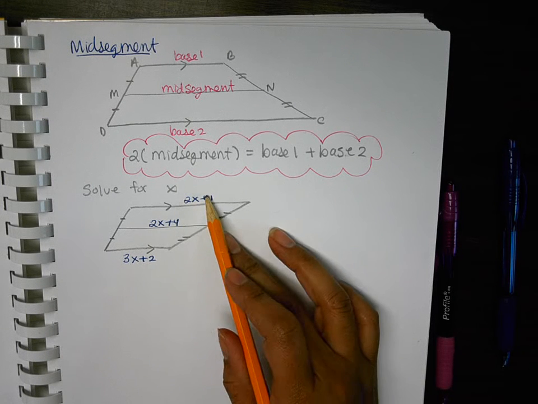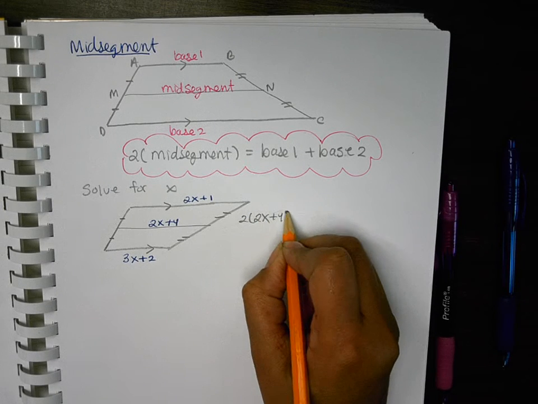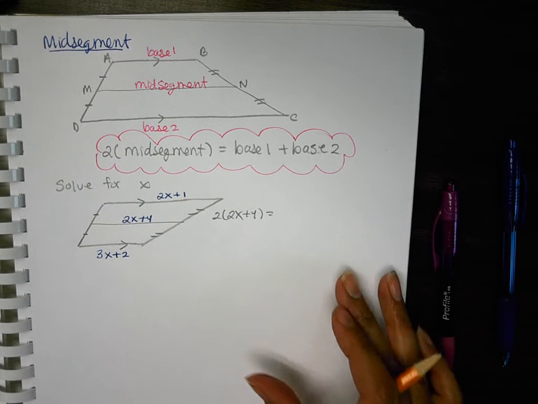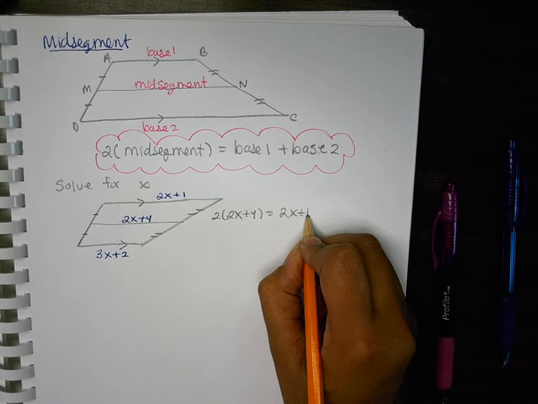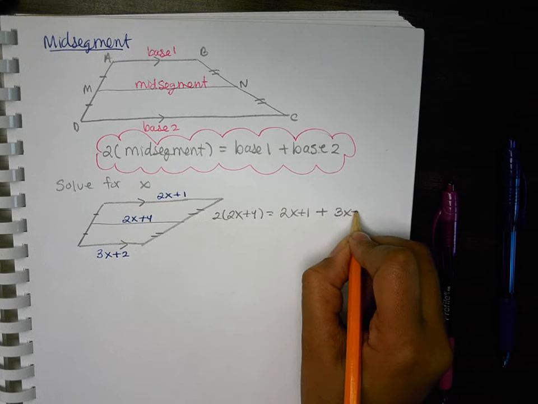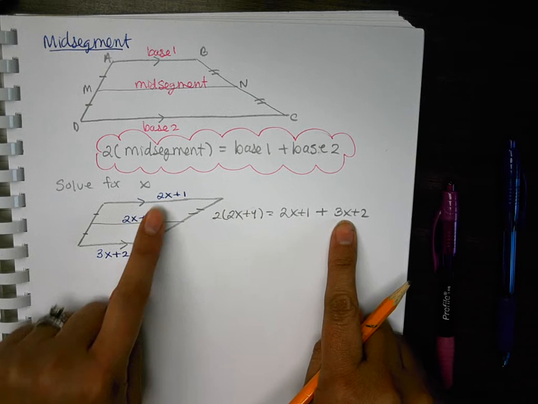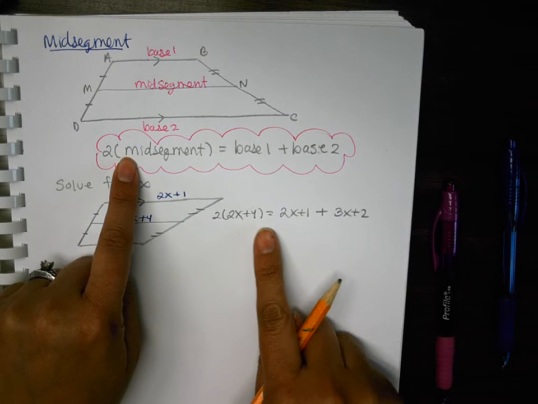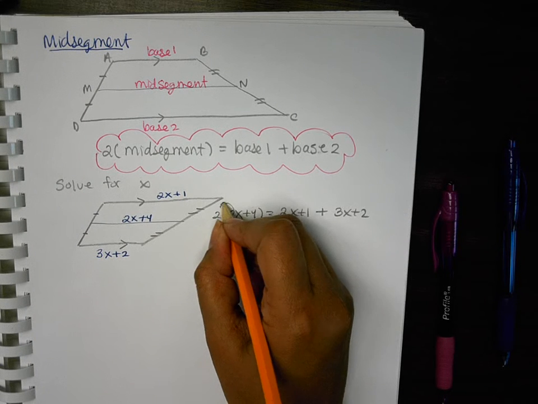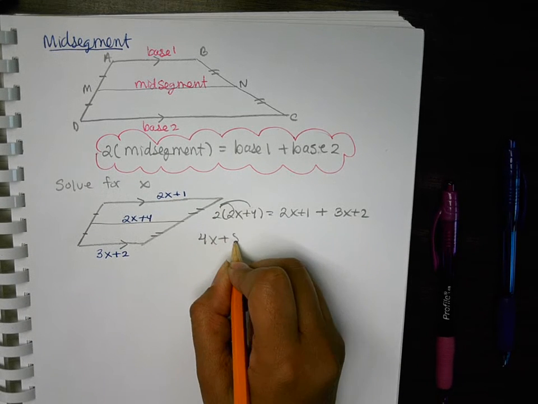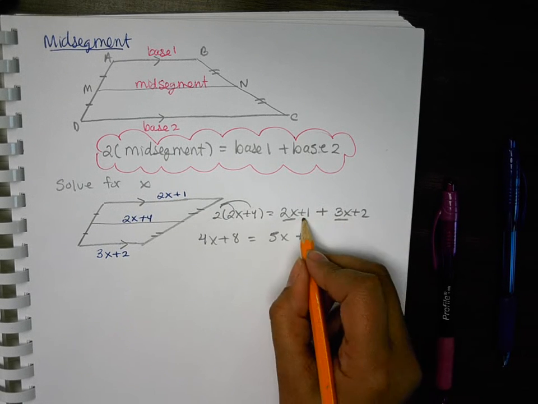The base or the mid-segment? 2x plus 4. 2x plus 4 equals the sum of the bases or the product of the bases? The sum. So 2x plus 1 plus 3x plus 2. Do you guys see that? Double the mid-segment equals the sum of the bases. Double the mid-segment equals base 1 plus base 2. All right, what do I do with this 2? You distribute. 4x plus 8 equals 5x plus what? 5x plus 3.